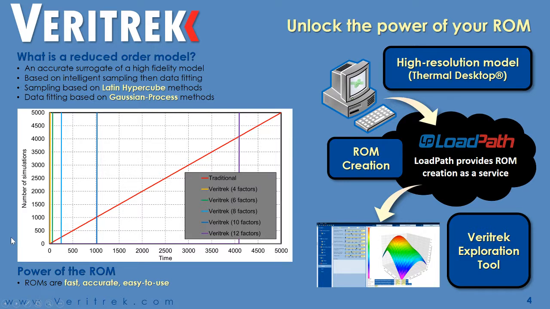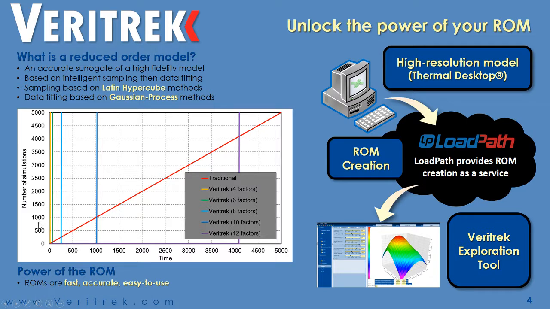So how is this different than a traditional modeling method? Well, in a traditional modeling method, one simulation takes 1 unit of time. For example, one simulation might take 10 minutes, or it could take 30 minutes. It's a linear relationship. 1,000 simulations take 1,000 units of time. We see this with the red line here.